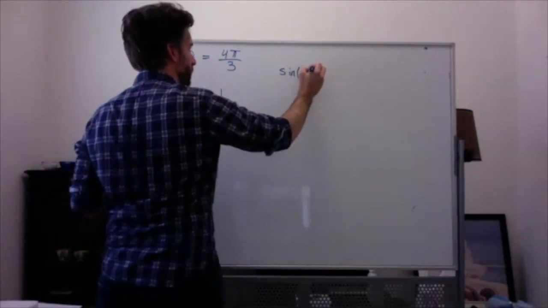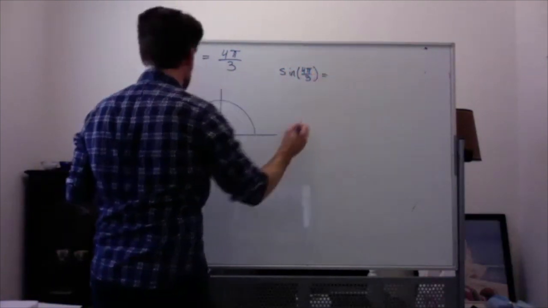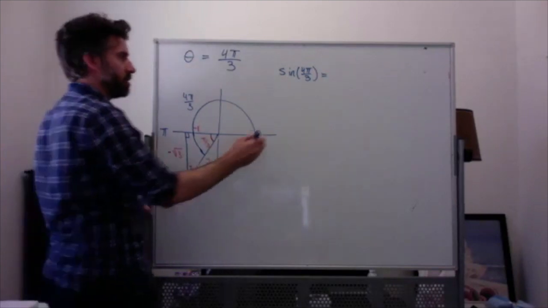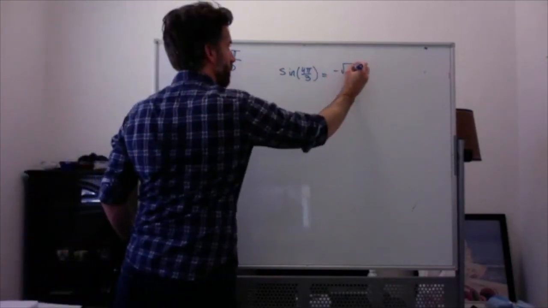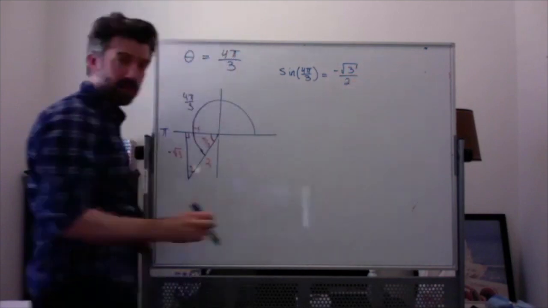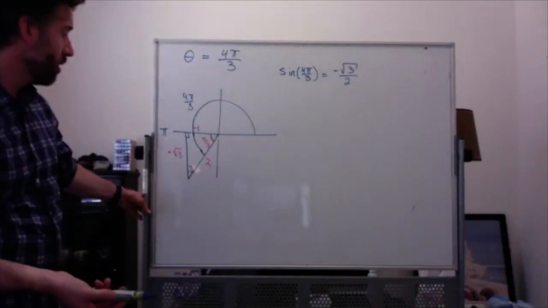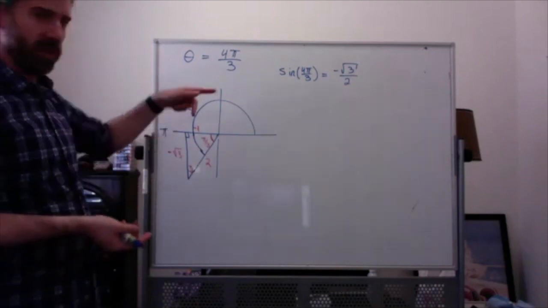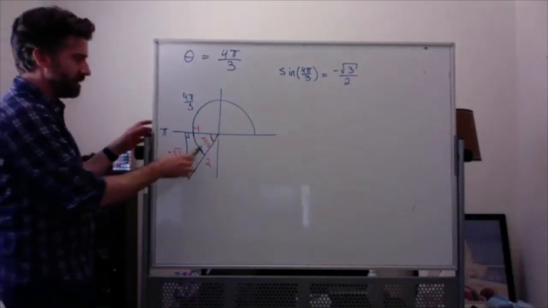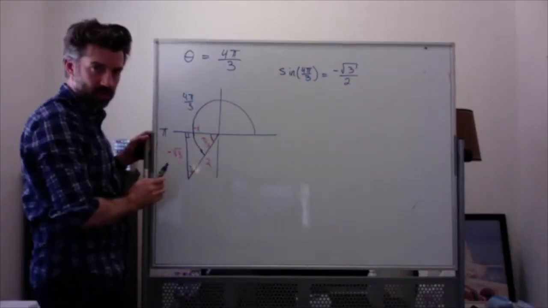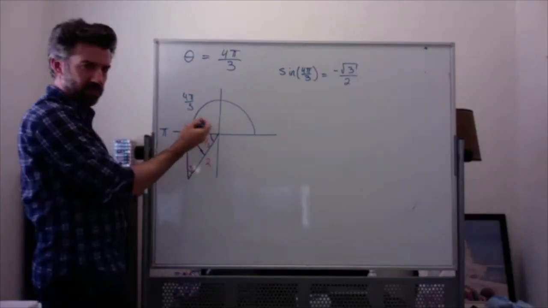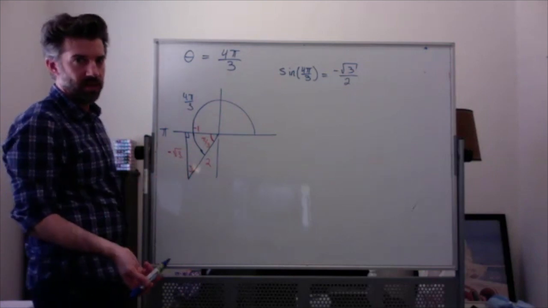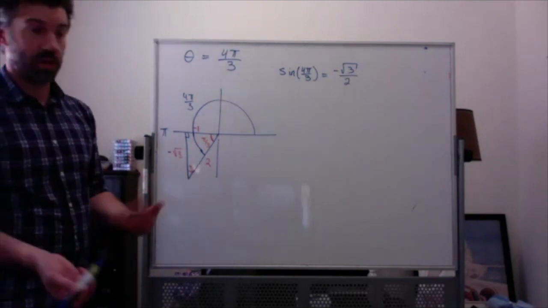So sine of 4 pi over 3 is going to be the opposite, which is negative root 3, over the hypotenuse, which is 2. I should point out, in case you're curious, the hypotenuse we always think of as being positive. It's the distance you've gone from the origin, whereas these have a direction, a negative or a positive, depending on where they end up. And it's really just to make things work.